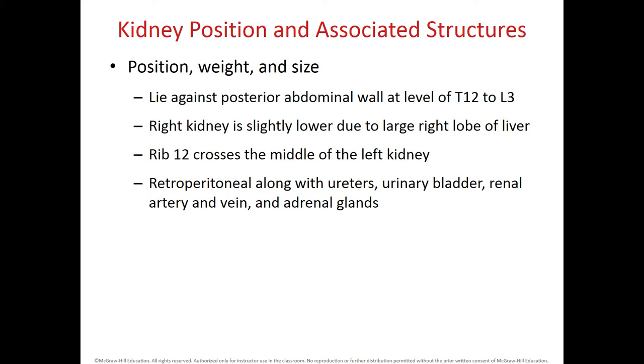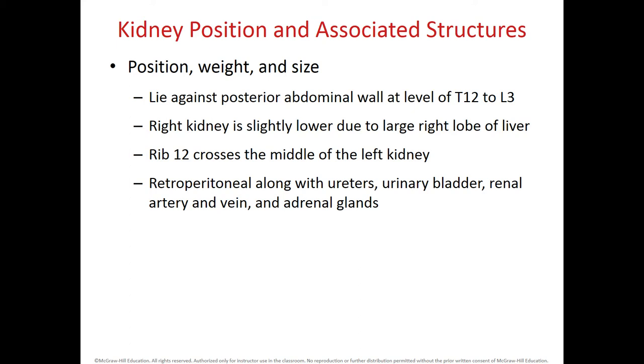The kidneys are located within the abdominal cavity, and they are projected at the level of T12 through L3 in the posterior abdominal wall, and the right kidney is a little bit lower than the left, because the right lobe of the liver pushes this kidney down. And because of this, the left kidney is more elevated, and actually rib number 12 will be crossing in the middle of the left kidney, or projecting.